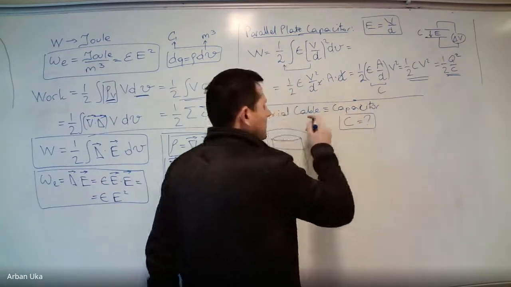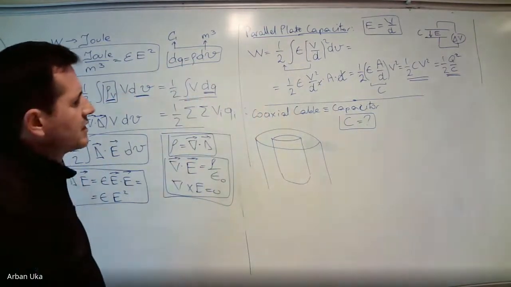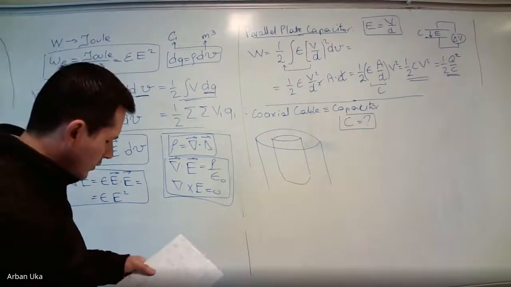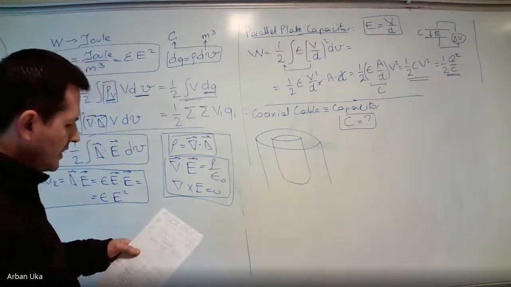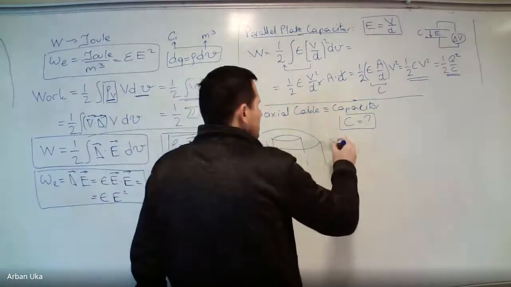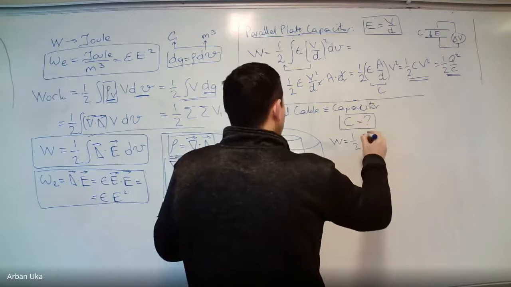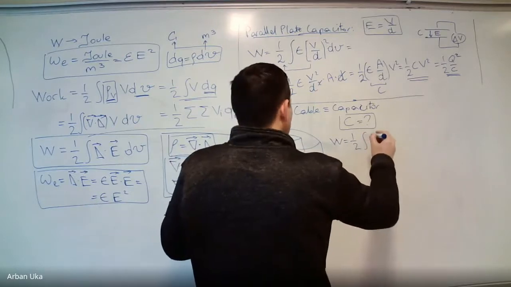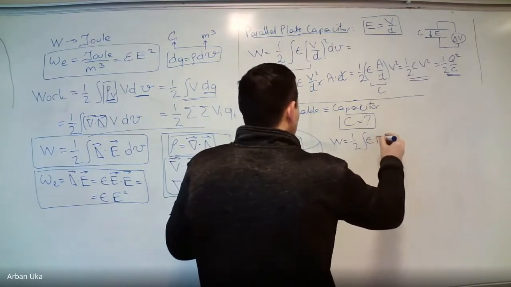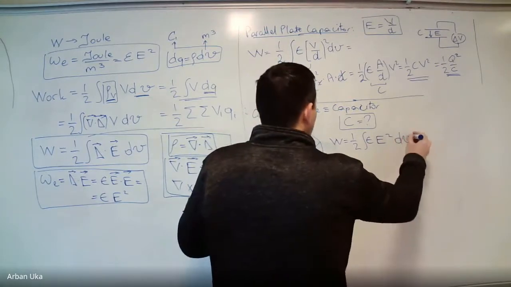Find the capacitance. In order to find this, we can first determine the energy in this system, and the energy is written as W equals 1 over 2 times the permittivity times E squared, integrating over the volume.